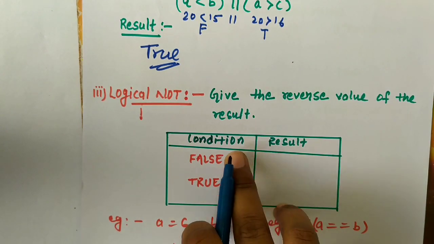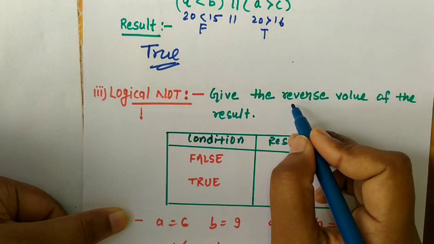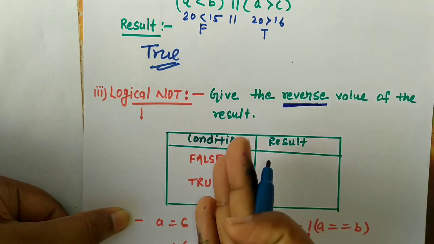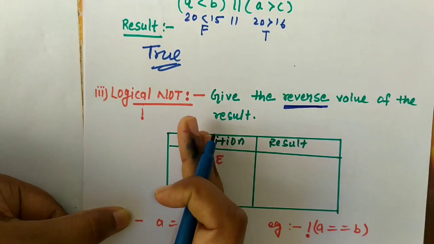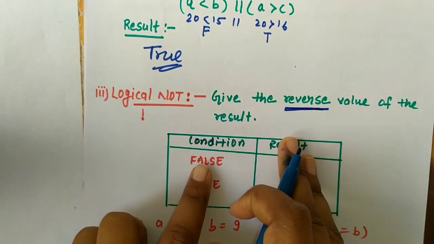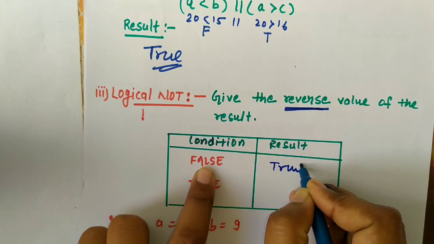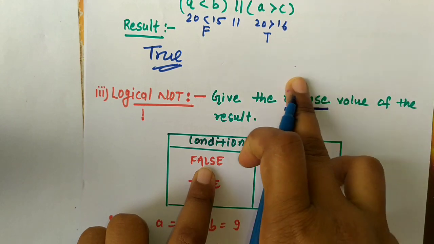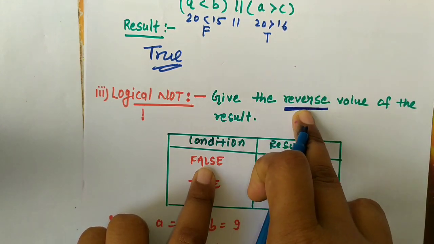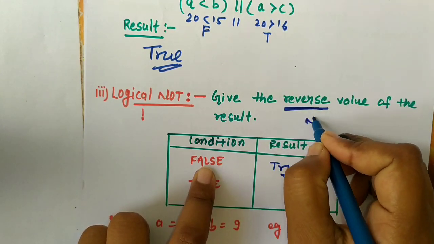It takes only one condition and gives the reverse value. Reverse value means, if the condition is true, the result is false. Here, the first condition is false, so the result is true, because it gives the reverse value, or opposite value, or negative value.